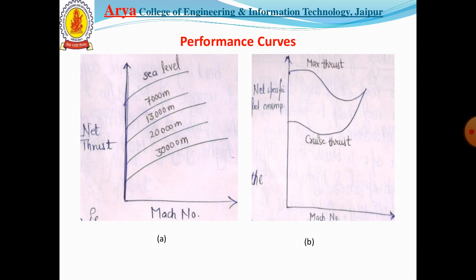The thrust is maximum at sea level and decreases as the altitude increases due to the reduction in air density with altitude. However, the velocity of the ramjet increases due to the lower resistance at high altitude, thereby improving the specific fuel consumption.